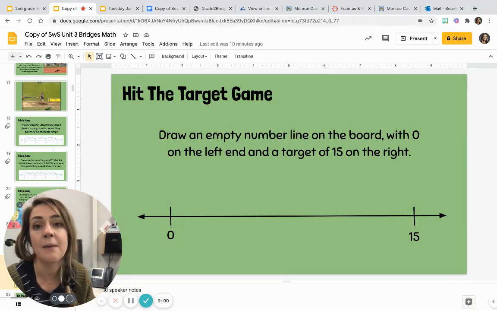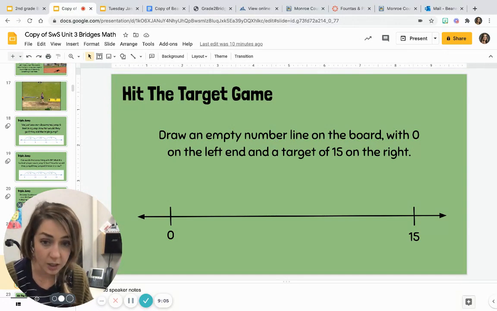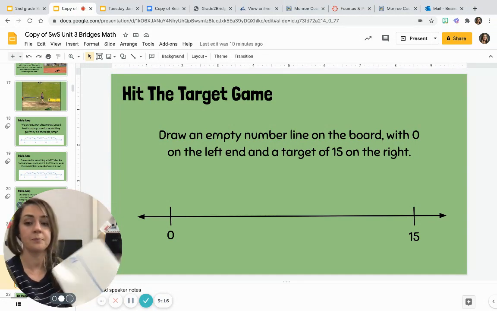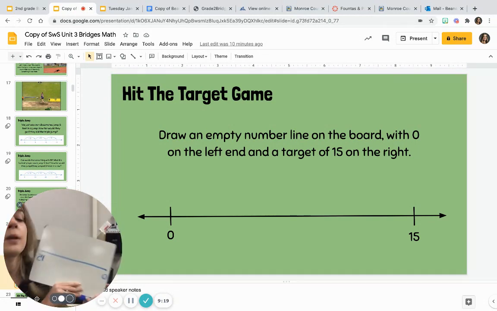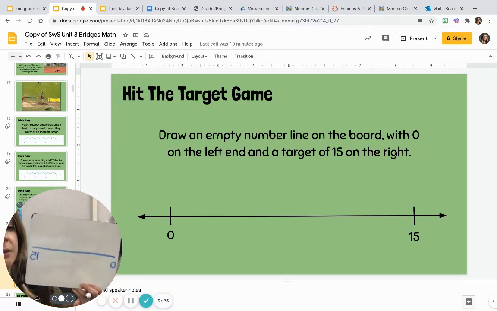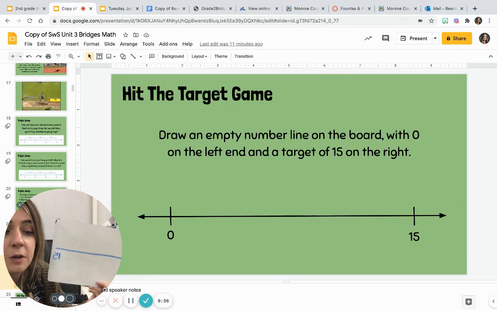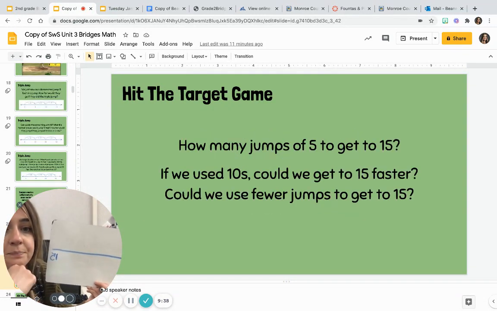Okay, so we're going to play a game called Hit the Target. And the first thing that we're going to do is draw an empty number line. So you're going to make your number line on your paper look just like this. I'm going to have 0 on the left-hand side and 15 on the right-hand side. I don't know if it's backwards when you see my picture. Okay, so this is what it should look like. So our target is 15, and we want to start thinking about how we could hop using the fewest amount of jumps to get to our target number.